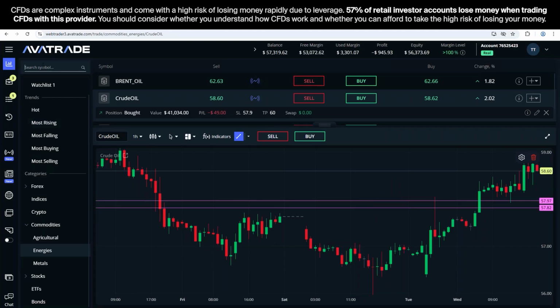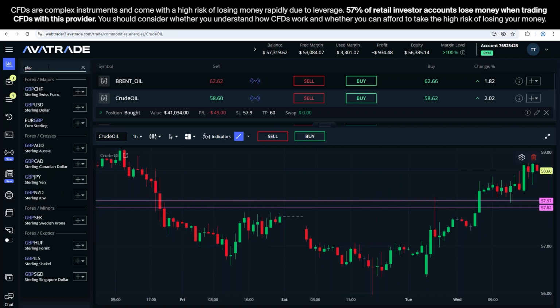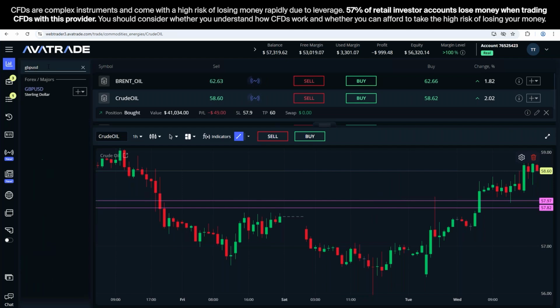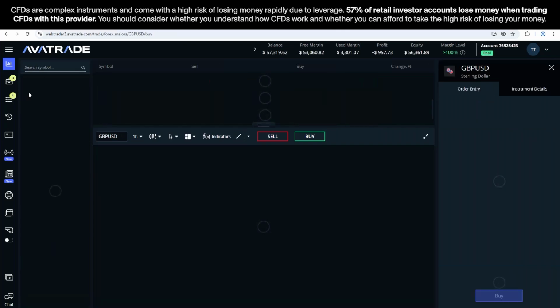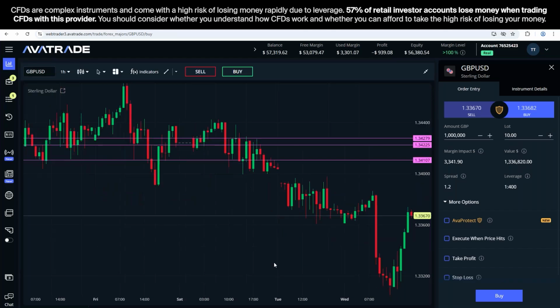Now, what else could we look at? Some interesting movements, but because we talked about the pound, we can look at GBP USD, and let's see where this is set up now.